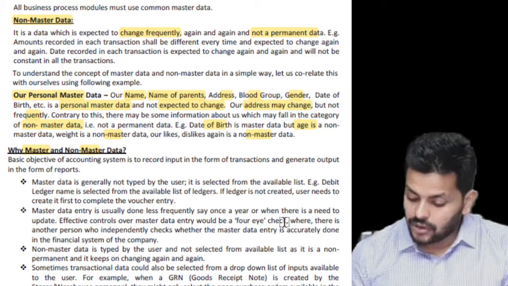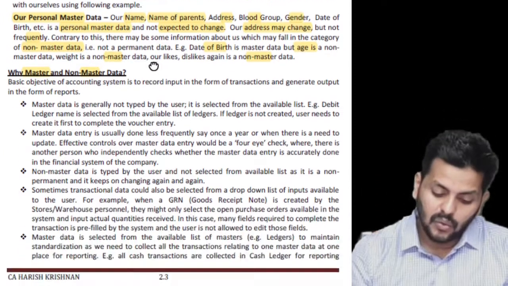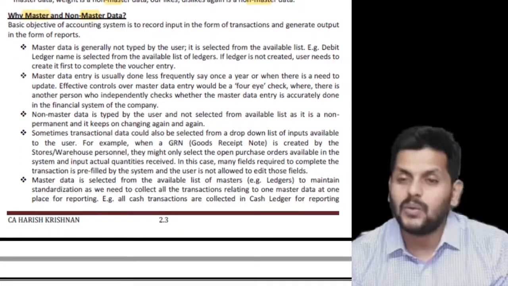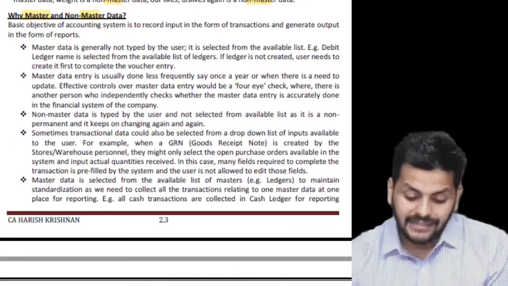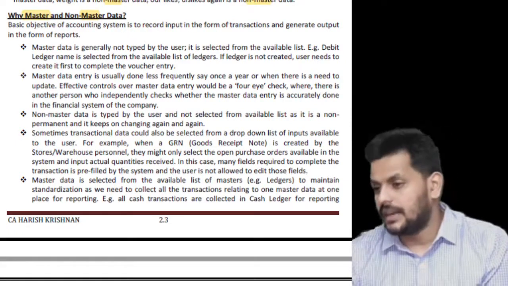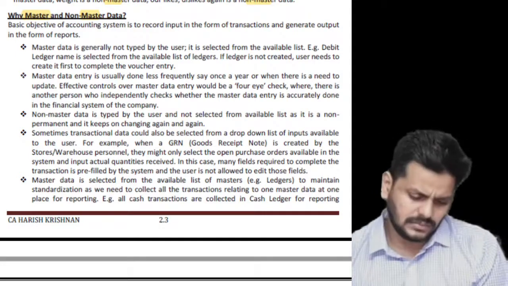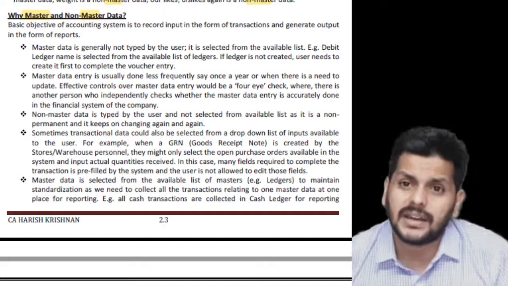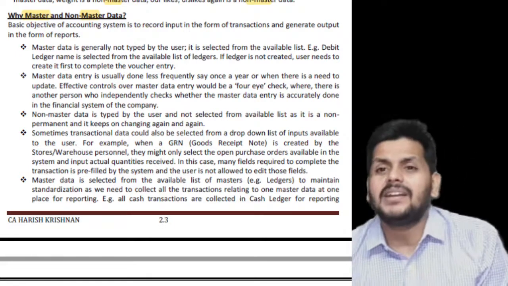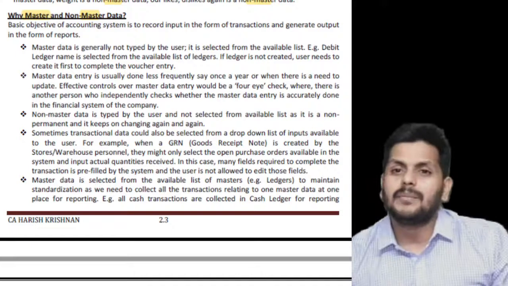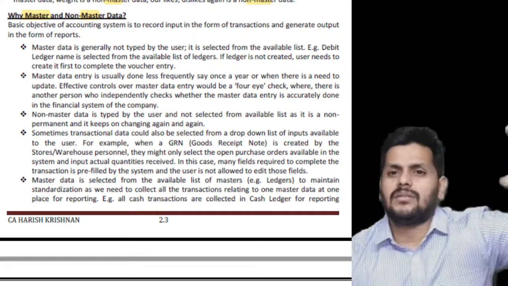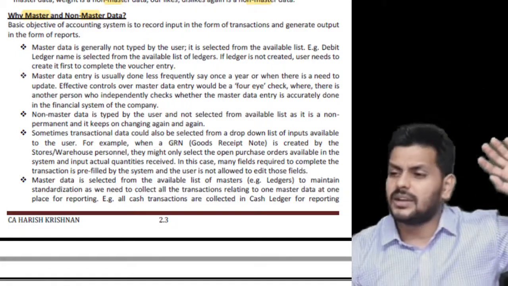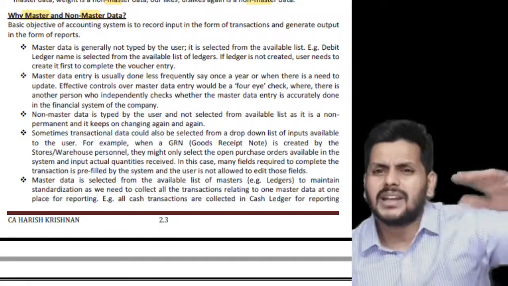The big question for this particular hour is, why should we have master data and non-master data? Why can't we have only one and close the story? Why should we have two separate kinds? I think by now you would have understood: there are some sacred aspects which need not be entered every time, since they won't change. For example, payroll name and address. Until you intimate the payroll team of a change in your name or address, should they type the same thing every month?